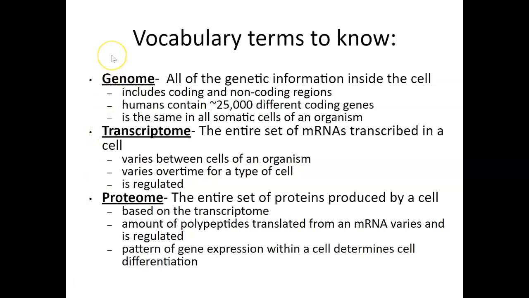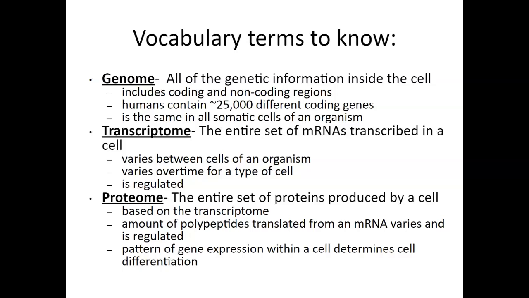A couple of vocabulary terms that you need to know. The genome is going to be the sum of all the genetic information inside of a cell. This will include both coding and non-coding regions. For humans, we contain approximately 25,000 different coding genes. And remember that your genome will be the same in all of your somatic cells. So remember, that means that the DNA inside of all your body cells, all your diploid cells, is identical. Same genetic code in all the cells.